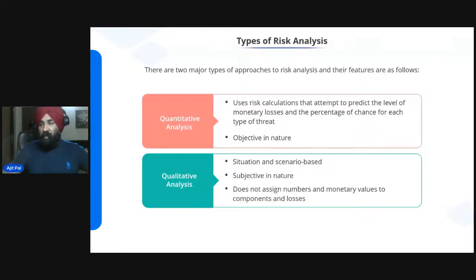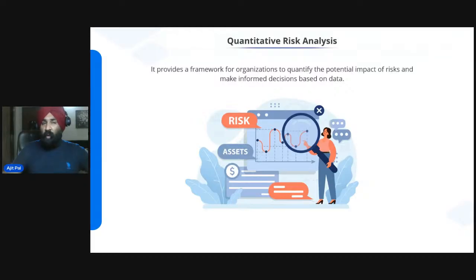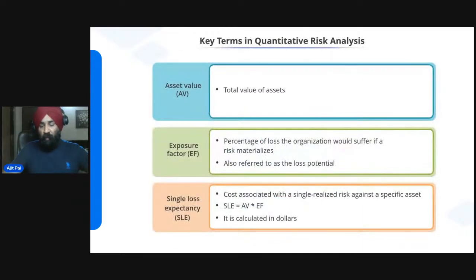From an examination perspective, if you're preparing for an exam, remember that quantitative is applicable to tangible assets and is objective in nature. Here we calculate risk in terms of dollar values. Qualitative is situation and scenario based, and it is applicable to intangible assets. Here we give ratings on the basis of discussions, brainstorming, etc. In quantitative risk analysis, you have to calculate the values. It provides a framework for the organization to quantify the impact. There are different values you should remember.